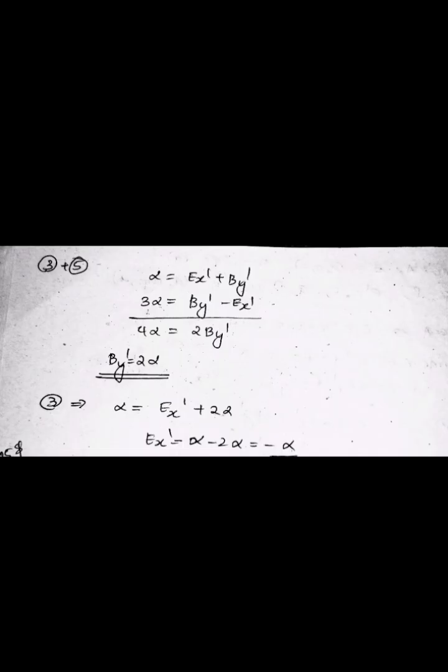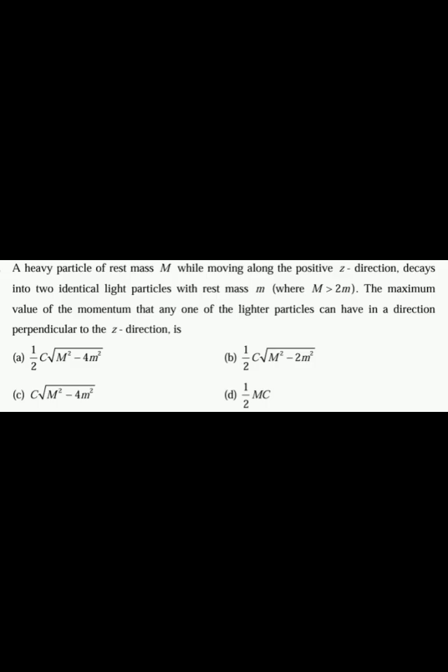Substituting the value of this in equation number 3, we get alpha is equal to Ex dash plus 2 alpha. That is, Ex dash is equal to alpha minus 2 alpha. This is minus alpha. So the value of Ex dash is equal to minus alpha and By dash is equal to 2 alpha. So we get the values of E and B like this.